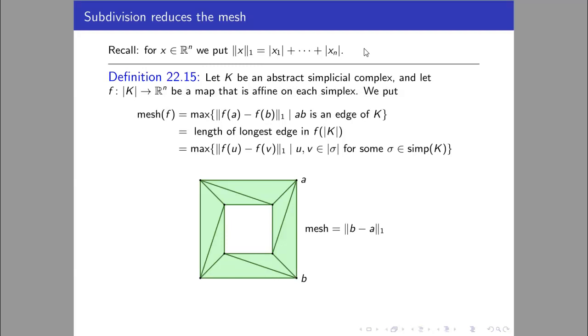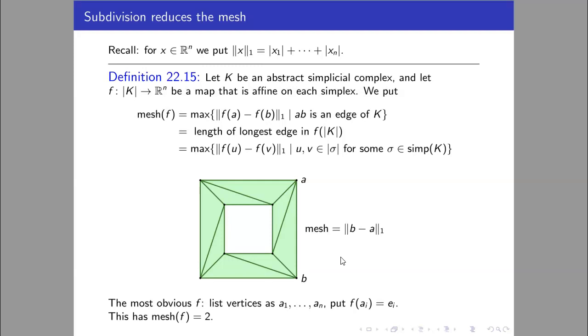So here's just a picture right here. We've got some abstract simplicial complex K, which has got these 8 two simplices, and this picture shows an embedding of the realization of K in the plane R2. And the mesh for that embedding is just going to be the length of the longest possible edge, and all of these 4 outer edges have the same length, and so we just take the L1 length of the vector b minus a. That'll be the mesh for this map F. So that's what we get for this particular picture here.